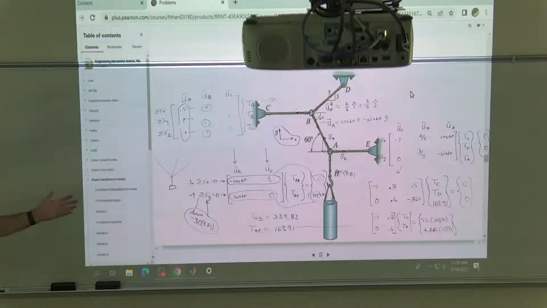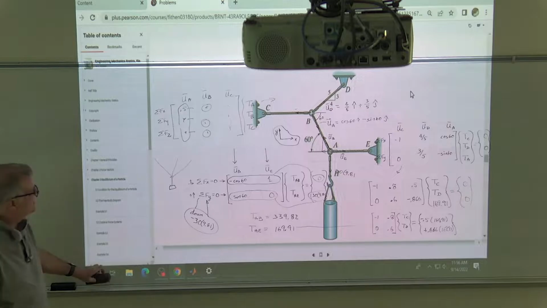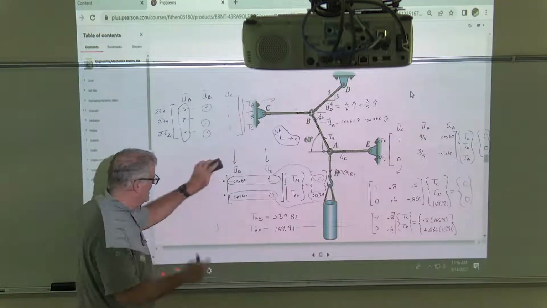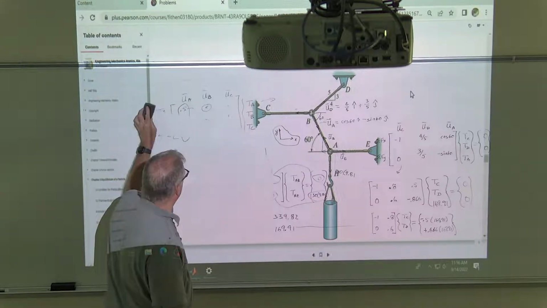And so to me, this is a better approach for that. If you can figure out how to solve problems in an organized way, that can save you a lot of time.